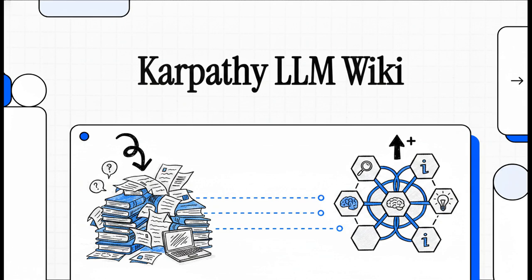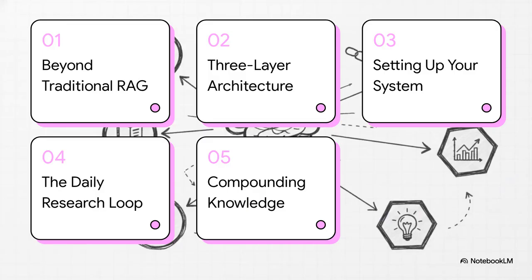We're looking at a system called the Karpathy LLM Wiki Research Architecture. And honestly, it's going to completely change how you manage your data. Okay, let's dive into this. Here's our roadmap for today. We're going to cover moving beyond traditional RAG, the three-layer architecture, setting up your system, the daily research loop, and finally, how to compound your knowledge over time.